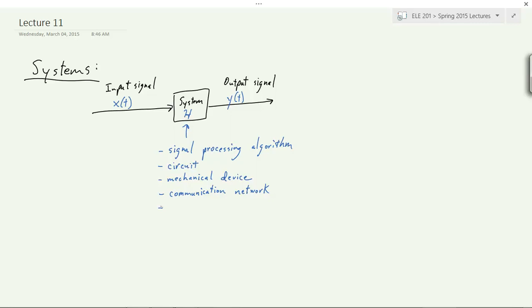And you could even broadly talk about something like a computer system. So really there's no limit of what this system could be. So here's an example. Maybe the input is what is typed on the computer, and the output is what is displayed on the screen. Okay, so there's a system with an input and an output. All right.